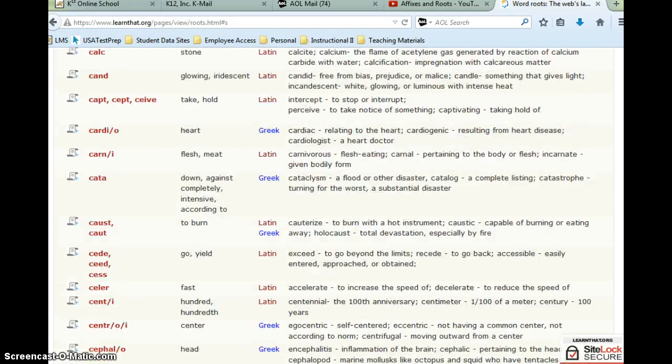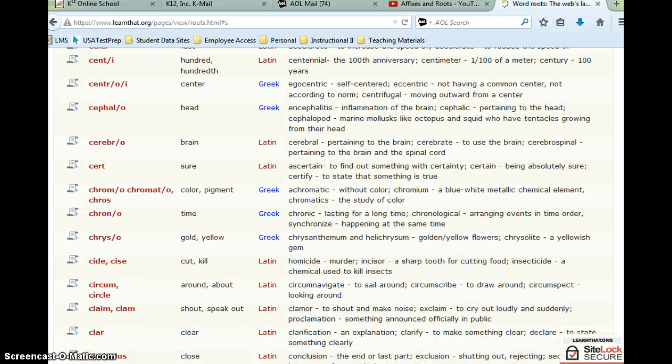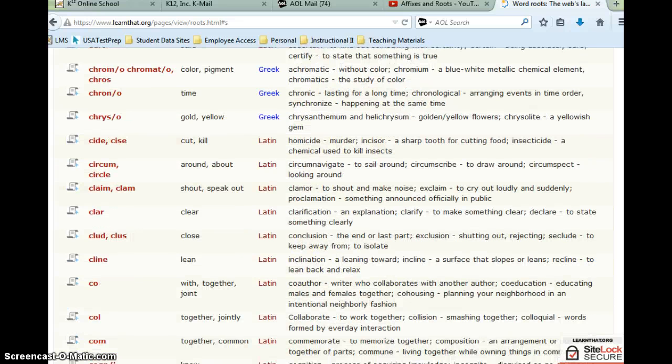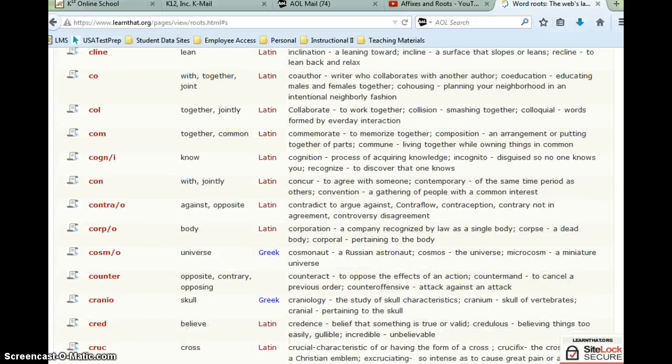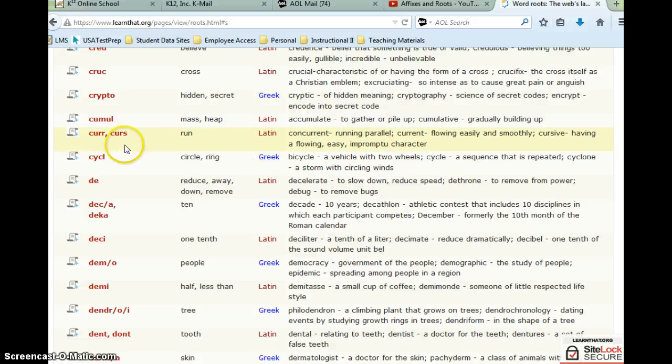There's a lot of root words out there, right? But I don't want you to freak out, because if you look closely at some of these root words, you're going to see that you already use a lot of these and you don't even realize it. For example, let's come down here to the root word CYCL, cycle. Now we all know bicycle, right? We all know circle, ring. Well, here we go. CYCL is a circle or ring.